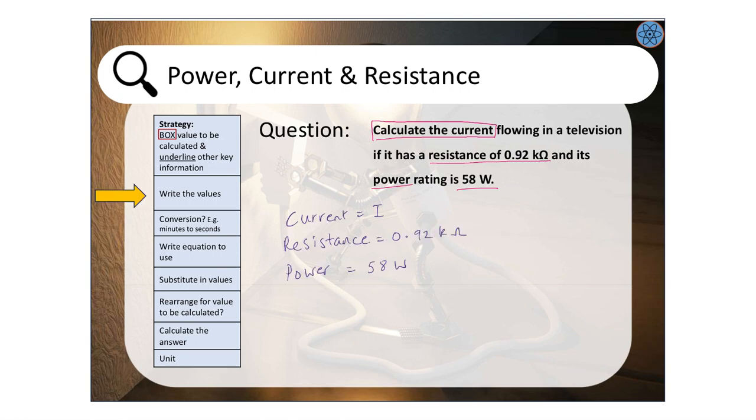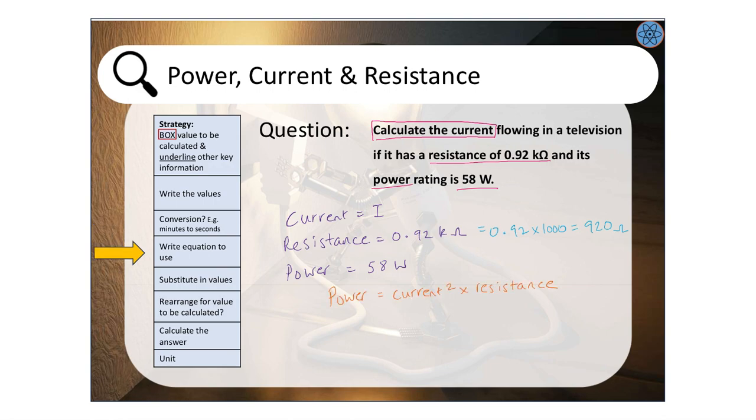Next, we need to simplify and write out the values. So current equals I, or question mark, that's what we're trying to find. Resistance equals 0.92 kiloohms, and power 58 W, or watts. Before we go any further, let's check for any conversions. Mentioned before, things like turning minutes into seconds. This time, we've got a kiloohms. So with kilo, we multiply by 1,000. So 0.92 times 1,000 gives us our 920 ohms.